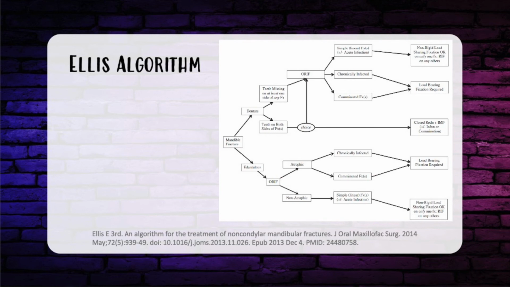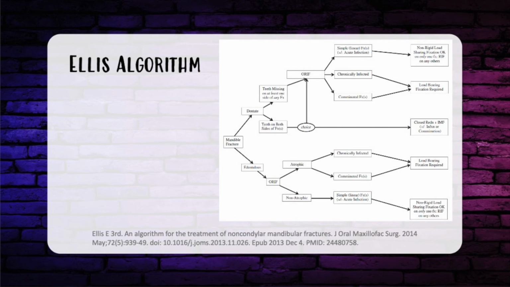Load sharing plates would only apply to simple linear fractures with favorable fracture patterns. Everything else, including comminuted and infected fractures, need load bearing. Can't emphasize that enough. One final note about load sharing and mini plate fixation, also known as a Champy system, which commonly comes up on the test, is to perform internal fixation for non-comminuted angle fractures. The plate is placed along the external oblique ridge, and if you're following along on YouTube, you can see a nice picture of that. Now, moving on to condylar fractures.